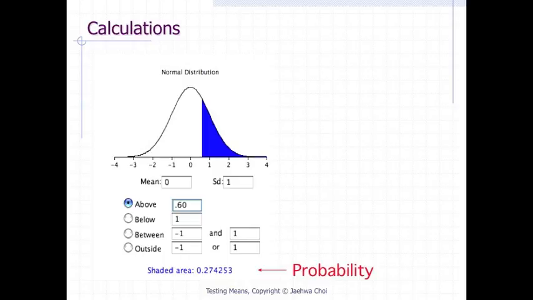We can find the answer using the normal calculator with a mean of 0 and a standard deviation of 1, which are properties of the standard normal distribution. Notice that the probability shown here as the shaded blue area is the same as when we calculated it earlier for the one-tailed test. Of course, in the old days, statisticians would use a table, not a calculator.